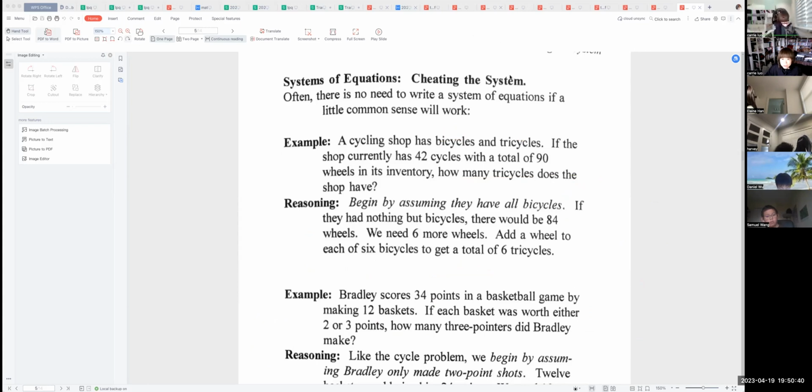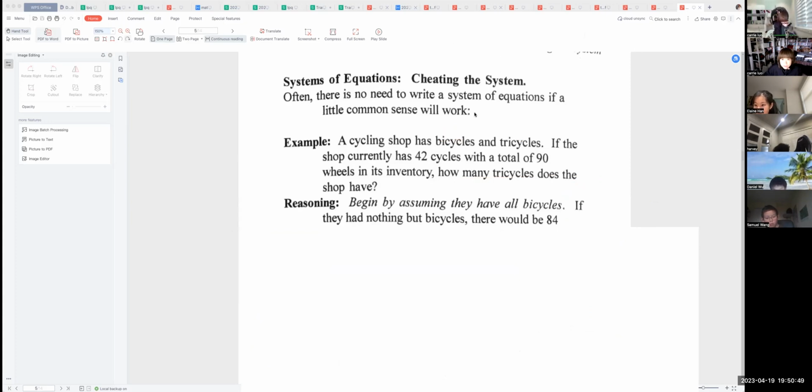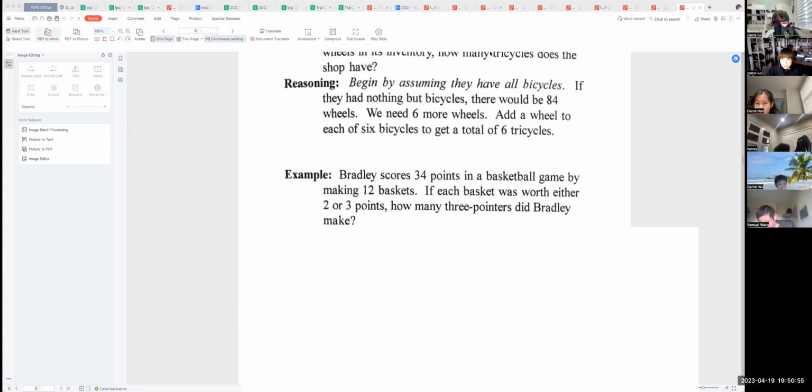Okay, Bradley scores. Who in our class likes to play basketball? It seems Daniel likes to play basketball, right? Okay, so let's take a look at this one. Bradley scored 34 points in the basketball game. And by making 12 baskets, if each basket was worth either 2 or 3 points, the baskets means shoot, okay? By making 12 shooting. So how many 3 points did Bradley make? Okay, very easy, this question. I strongly suggest everybody just to make the question X. So how many 3 points? Just say X points. Okay, that will be saving yourself a lot of time.